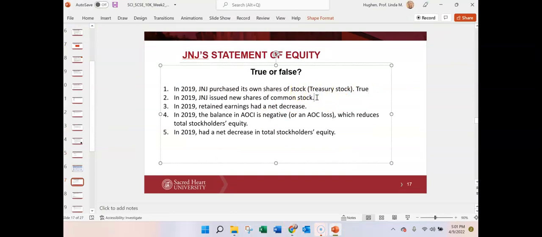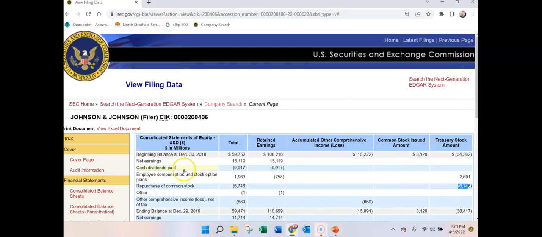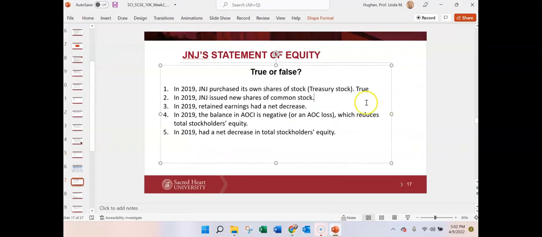In 2019, J&J issued new shares of common stock. I'm going to look at the common stock issued column. I don't see anything coming down these rows for explanations, and I can see that my common stock issued amount, the beginning balance is the same as the ending balance, so that means false. They did not issue any new shares. They only bought their own shares back.